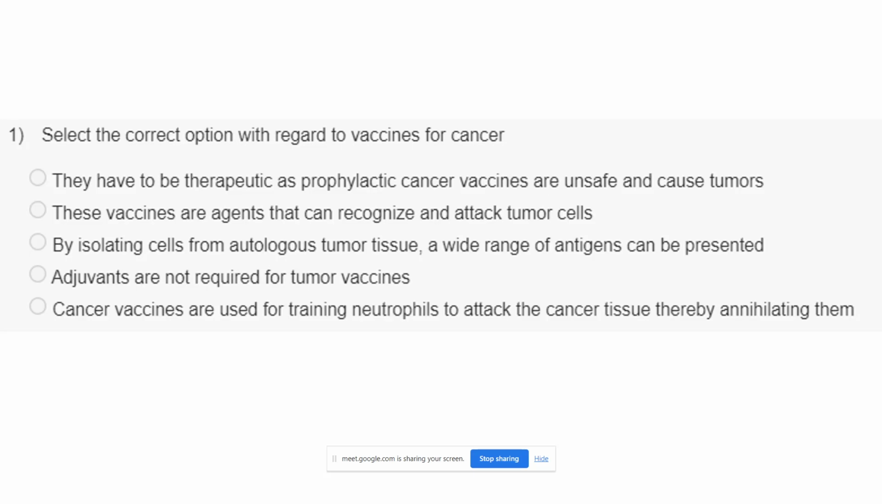First option: they have to be therapeutic as prophylactic are unsafe and cause tumors. Okay. Anyone else? Third one, ma'am, by isolating the cells. Okay. What about others?